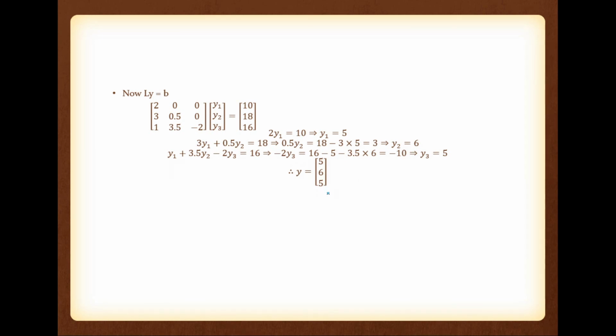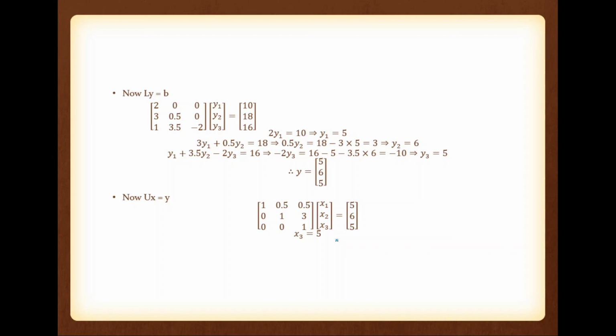Now what is y? Ux is equal to y. So we know U. So this is U: 1, 0.5, 0.5, 0, 1, 3, 0, 0, 1 into x1, x2, x3, that is equal to y. Y is 5, 6, 5. So here what we can do? First we can find x3, because take the last row. It will give x3. Then take the next last row, it will give x2. Then take the first row, that is x1. So this is back substitution. So take the last row. So 1 into x3 equal to 5. That is x3 equal to 5 directly.